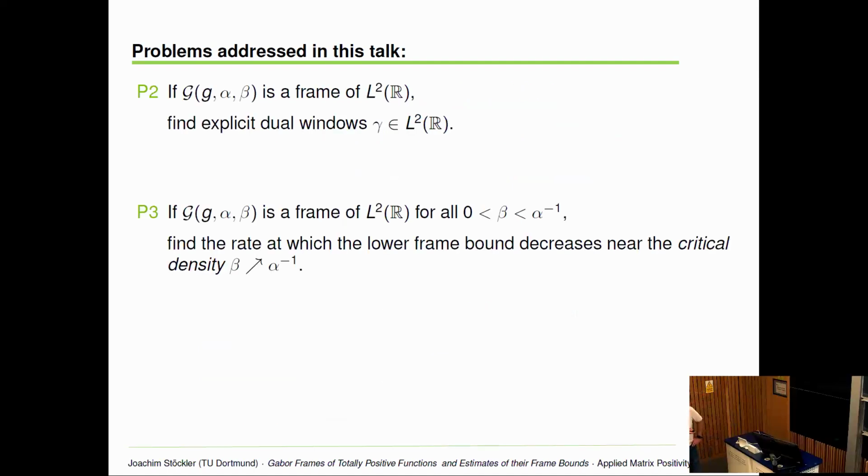There's another problem I want to address: find explicit dual windows. I mentioned that. And the third problem is, if you know something is a Gabor frame, do you have any idea about rates or about bounds, lower bounds for the lower frame bound, upper bounds for the upper frame bound, in order to be able to talk about condition numbers of this decomposition? Now, the ratio of upper bound divided by the lower bound.